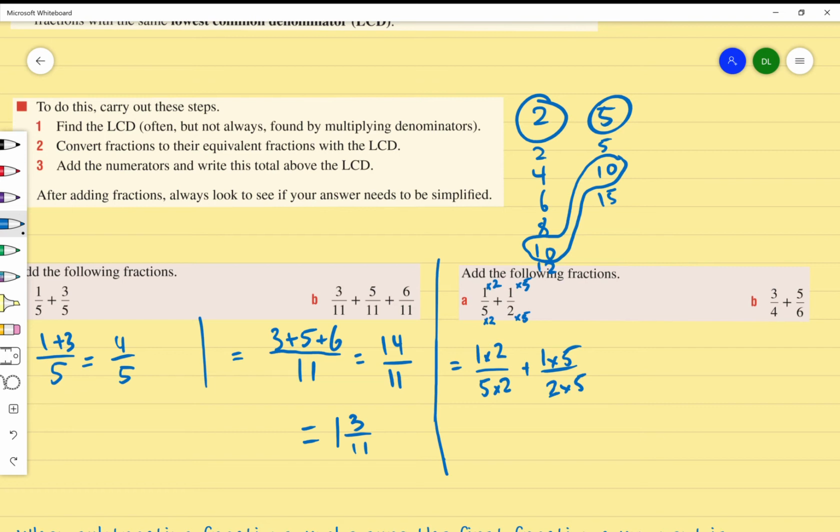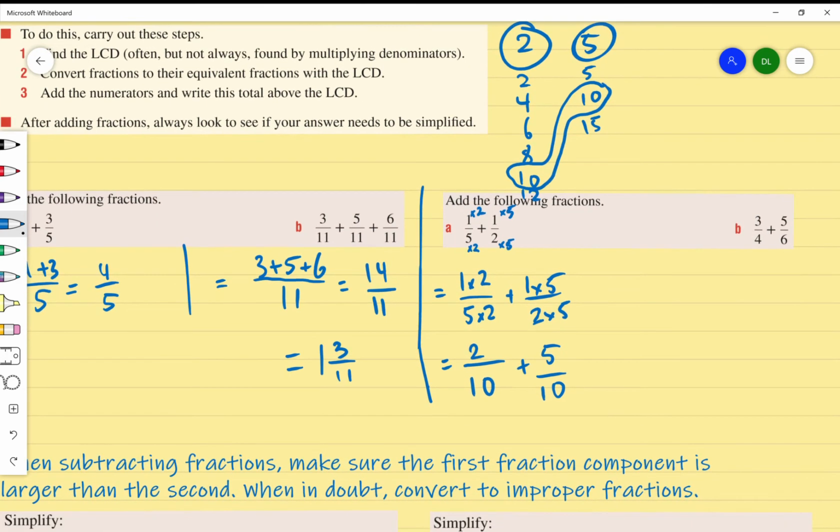So from there, I can actually just simplify it. So I got 1 over 2, 1 times 2, which gives me 2, over 5 times 2 is 10, plus 1 times 5 is 5, over 2 times 5 is 10. I add them together, I get 7 over 10, that's it.